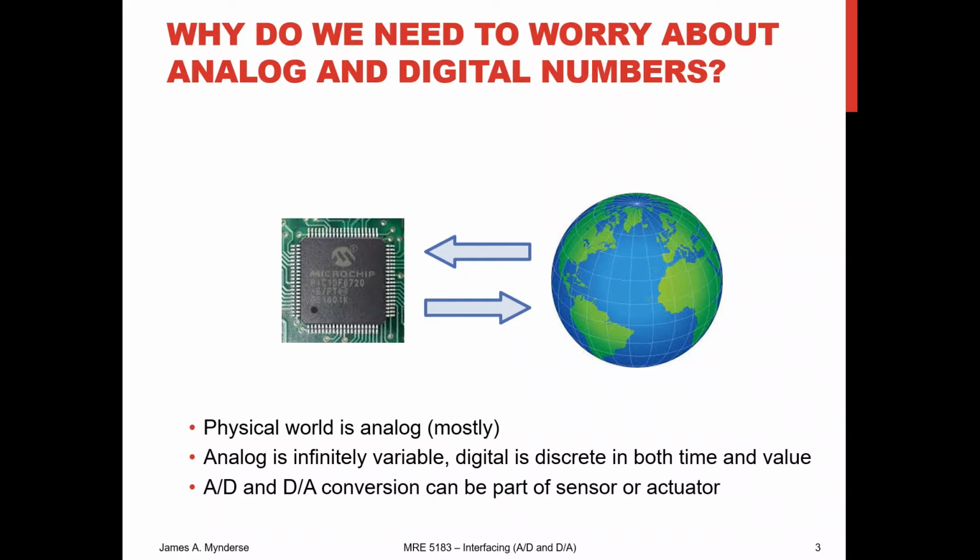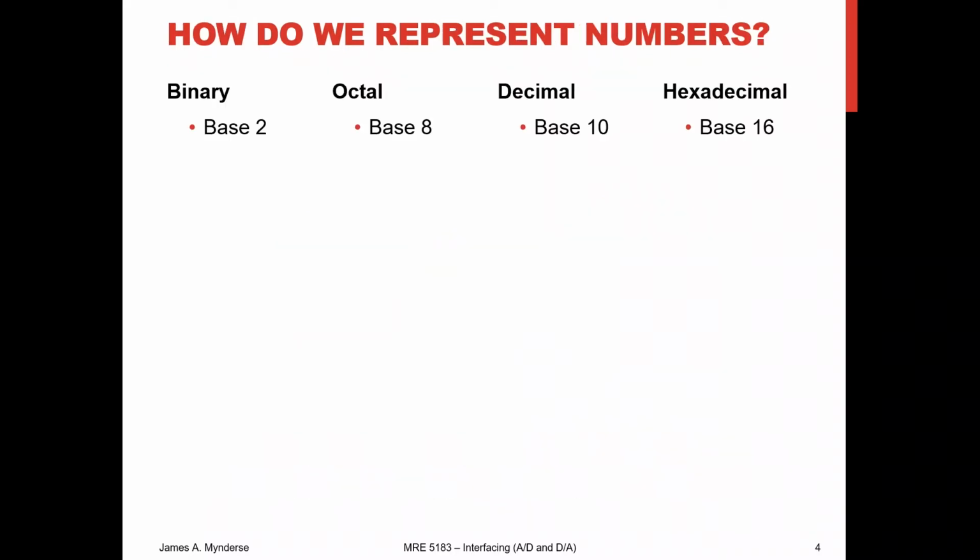And mostly we're going to deal with voltages. So voltages in the real world are going to be converted to numbers in the digital world, and then numbers in the digital world are going to be converted to voltages in the real world for the purpose of actuation. So we need to worry about numbers going back and forth. So we can represent numbers in a bunch of different ways.